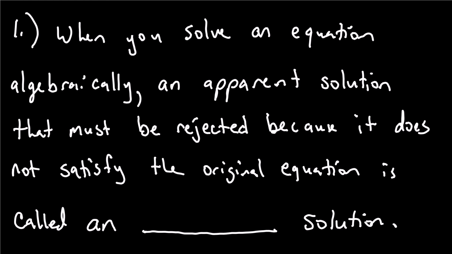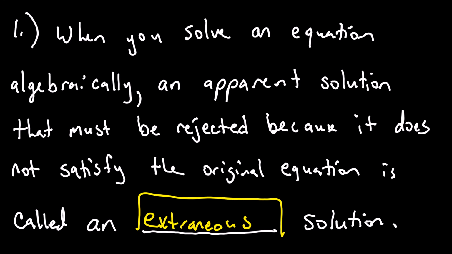Number 1 says when you solve an equation algebraically, an apparent solution that must be rejected because it does not satisfy the original equation is called an extraneous solution. So we talked about that the other day. That means you do all the math correct, but when you check your work, it doesn't work. It's like a false positive. So in that case, we call that an extraneous solution, and we just throw that solution out. It does not count. Okay?